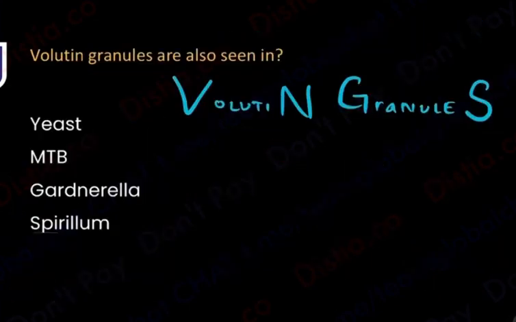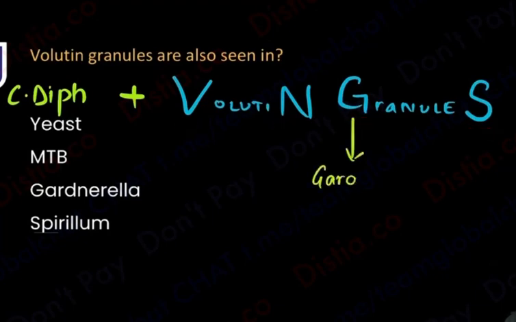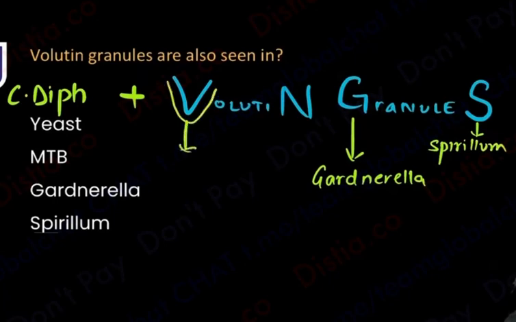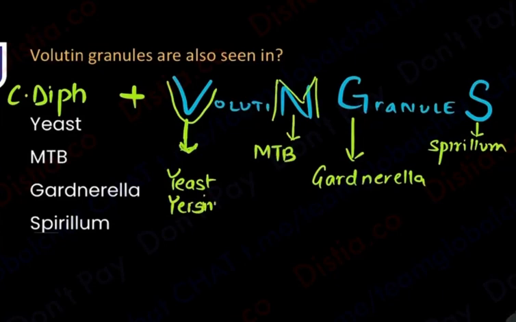Are volutin granules specific to Corynebacterium diphtheria? No. They are seen in Corynebacterium diphtheria plus a long list in front of you. How do you write volutin granules? First alphabet, last alphabet, first alphabet, last alphabet. So please remember, G is gonna be for Gardnerella. S is gonna be for Spirillum. V ka hum thoda sa, we are gonna make a Y out of it. So that is gonna then become a yeast form. And N ka, we are gonna make an M out of it. And that is gonna be Mycobacterium TB. For that matter, I've also seen that Yersinia can also show you these volutin granules.